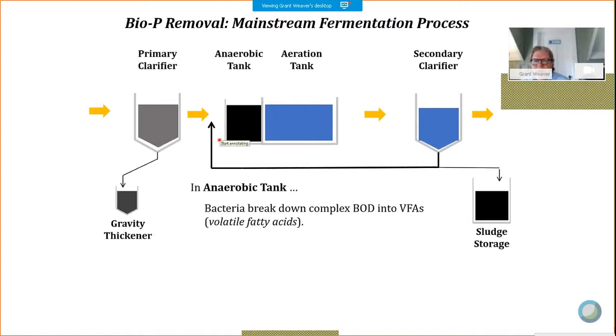But in this schematic, so we have a zero oxygen zone, anaerobic tank, fermenter tank, and it's ahead of the aeration tank. This is for phosphorus removal. Because in this tank, we need to create volatile fatty acids, right? It needs to go septic. So we need no air.